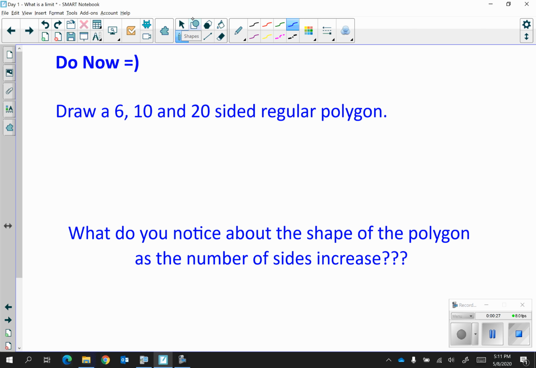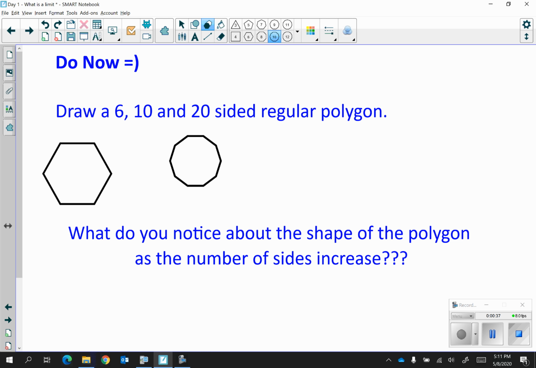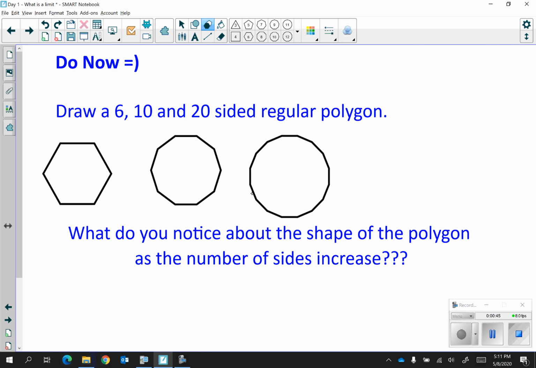So as I go to draw these figures, I'm going to cheat a bit because my program allows me to do it. I have a 6-sided polygon, a 10-sided polygon, and well, my computer only lets me go up to 16, so I guess we're not doing 20. 6, 10, and 16. What do you guys notice that's actually happening as the number of sides are increasing? What's happening to the shape of the polygon?